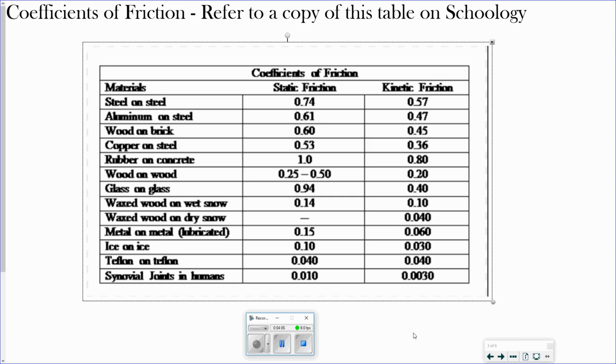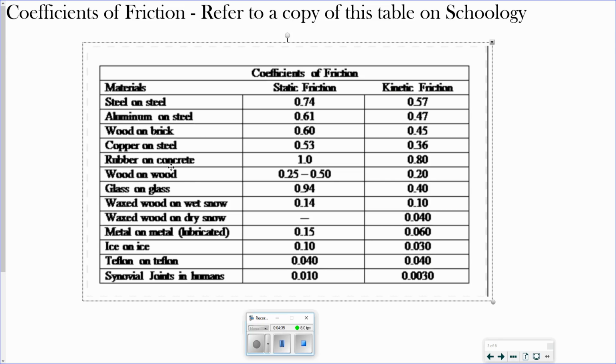So what is the coefficient of friction? Coefficient of friction is a scalar quantity that relates the normal force to the friction force. It's easy to think about it as a percentage of your normal force. So notice here that you've got a bunch of different materials. In the PhET animation, I described a wooden crate sliding along a wooden plank. So the materials are the two types of materials rubbing together to create friction.